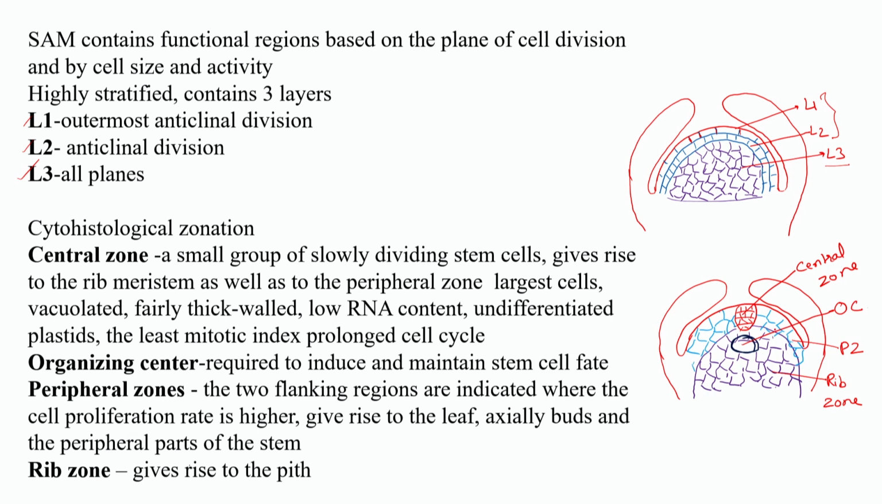Now you have peripheral zone. These cells, their growth rate is very high, and they have higher DNA content, they have higher RNA content, they have thin wall. So these peripheral zones will divide and they will give rise to peripheral organs like axillary buds, leaf, and peripheral parts of the stem will come out from this peripheral zone. And then the rib zone, this will give rise to pith of the plant, means the pith and cortex of the plant will come out from the rib zone.